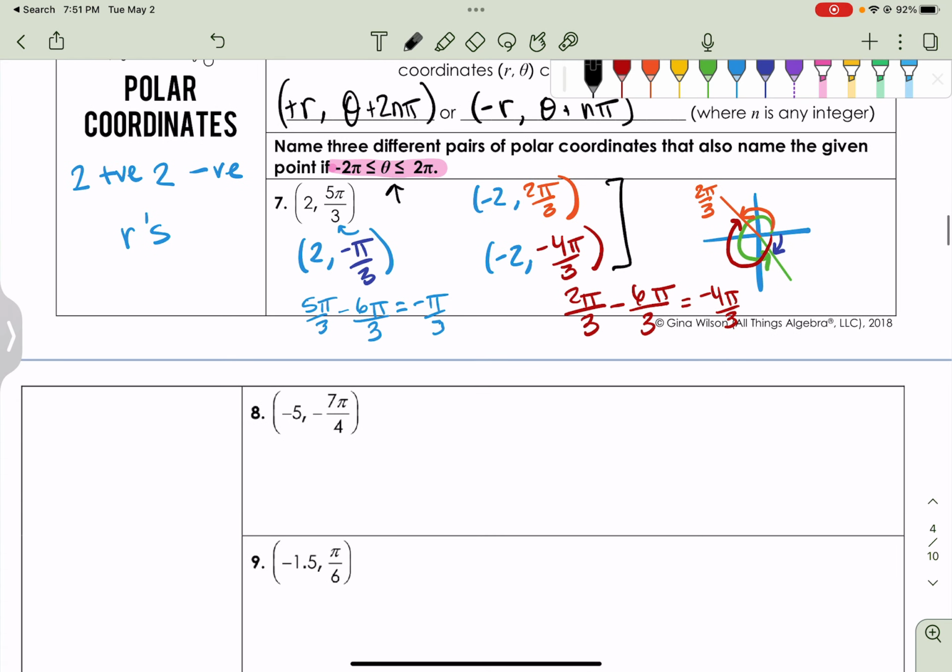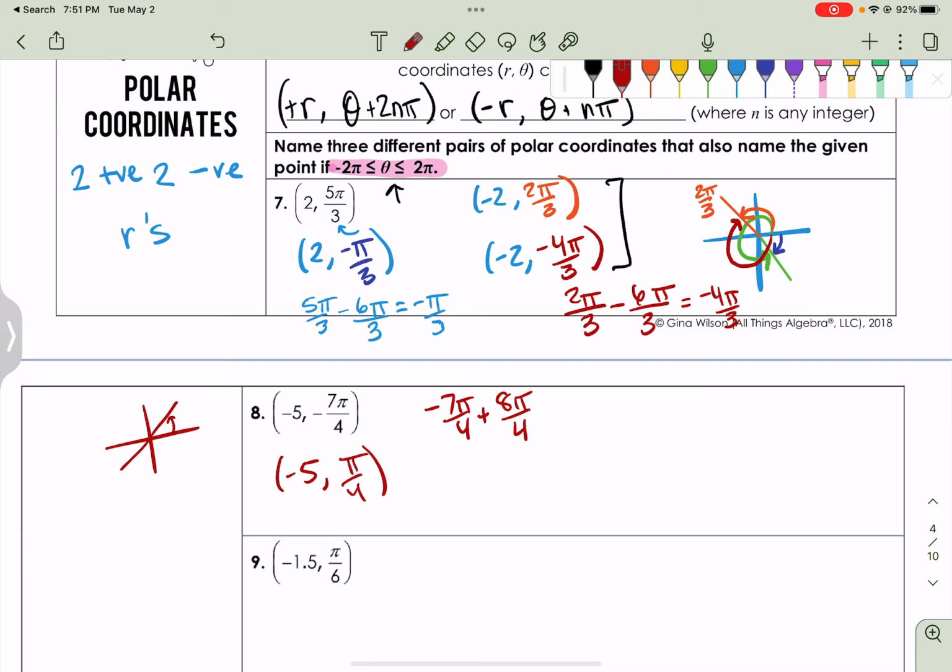And honestly, being able to find multiple representations of these points makes them a lot easier to graph. If you know that I keep the r the same and I add or subtract 2 pi, that means negative 7 pi over 4 plus 8 pi over 4 gives me pi over 4. And so that is a little bit easier to plot: positive pi over 4, and then in the negative direction, 5 units, I get this point in quadrant 3. So there's one for you. I'll leave the rest for you. And the trickier part is finding the ones where you use positive 5. So I'll leave those two for you to find.